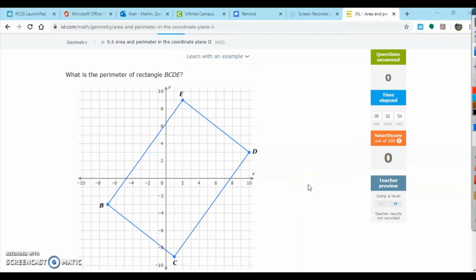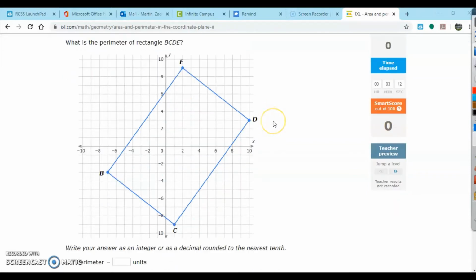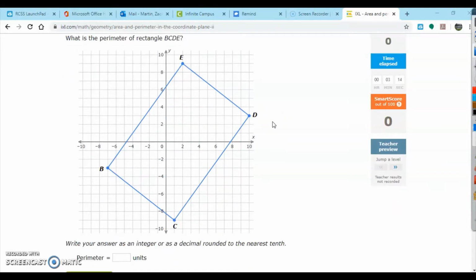Alright, hey geometry students, I've gotten some questions about IXL standard S.6, area and perimeter in the coordinate plane part 2. So I thought I'd create a quick video to show you what to do on these types of problems. This follows pretty closely with standard S5, area and perimeter in the coordinate plane part 1. So we're going to try to apply what we did in the last video to this video here.